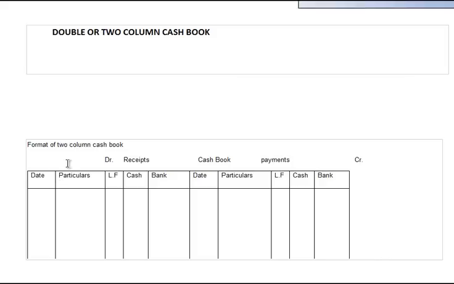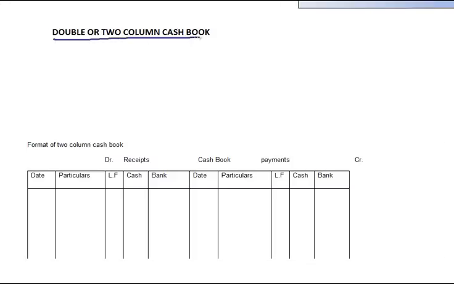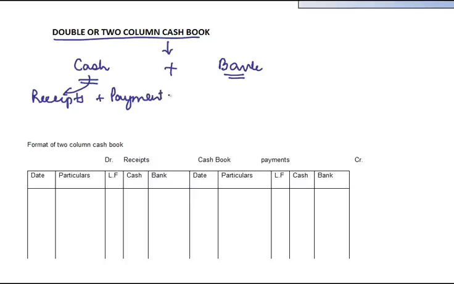Let us now understand about a double or a two-column cash book. Now, a double or two-column cash book is different from a single-column cash book. The difference is that in this cash book, all the cash transactions plus all the bank transactions are recorded. The cash transactions can be receipts plus payments, something which we saw in the simple cash book.